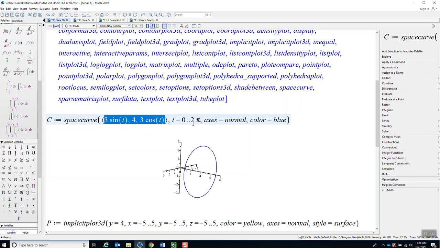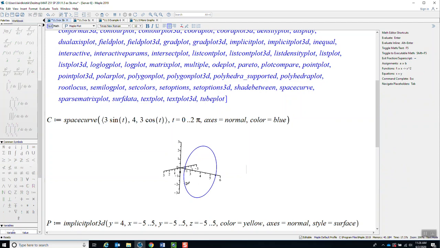My t values are going from 0 to 2 pi. By the way, in the common symbols is where I got the pi over here. And then I set my axes to normal and my color to blue. So here's the graph that Maple gives me. And it's pretty much what I expected, right?